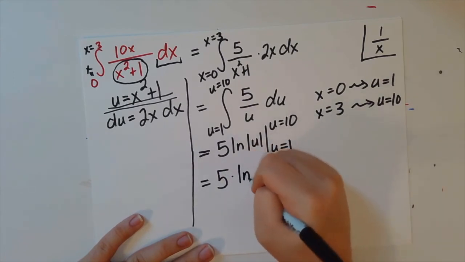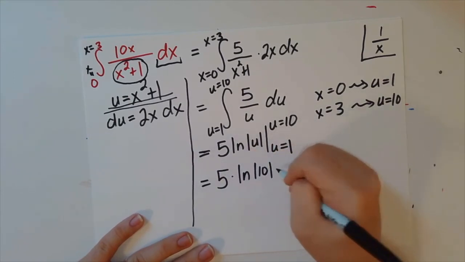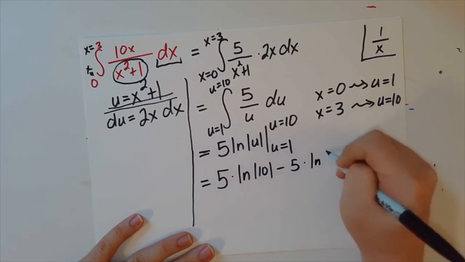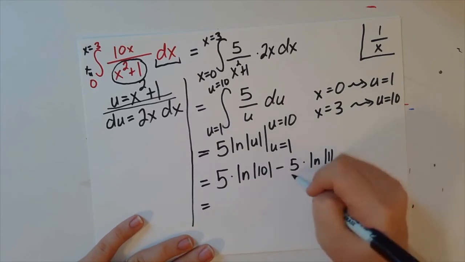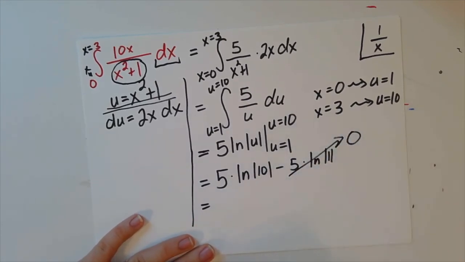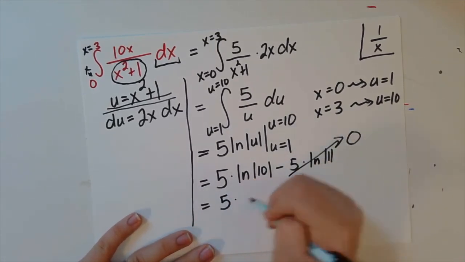And so this will be 5 times the natural log of 10 minus 5 times the natural log of 1. But please remember the natural log of 1 is 0, so this whole term drops out. And so the answer here is just 5 times the natural log of 10.